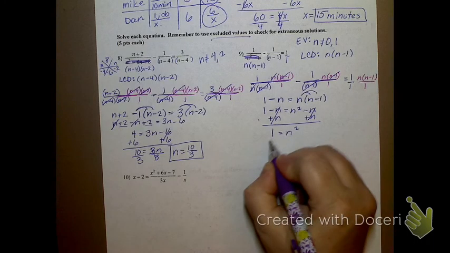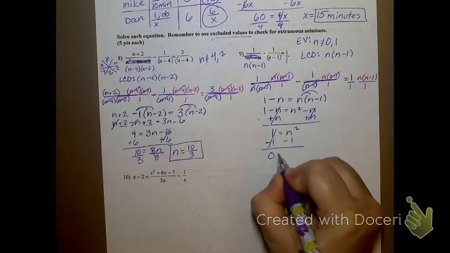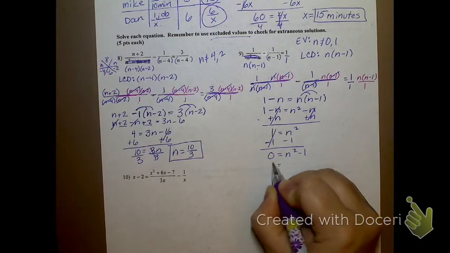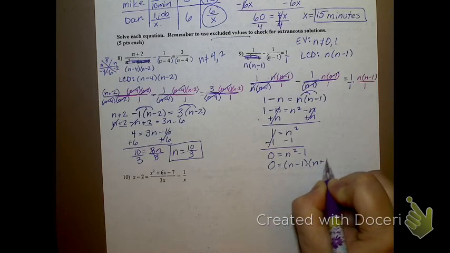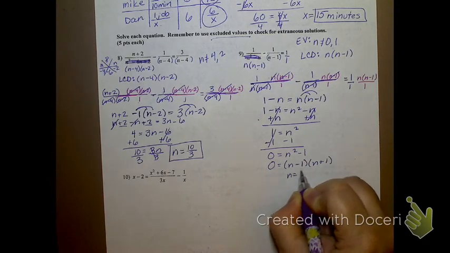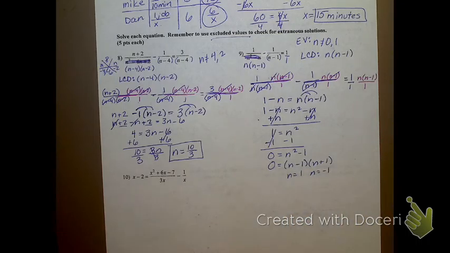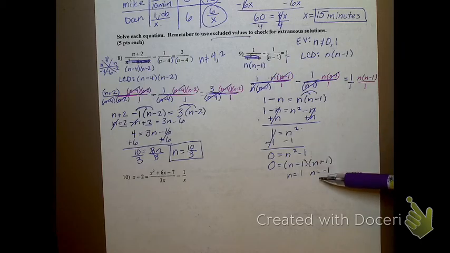The other way to get my answer is if I subtracted 1, I get 0 equals n squared minus 1. There is my difference of squares. And here's my n equals 1, n equals negative 1. So either way, you should end up with both positive 1 and negative 1, whether you take the square root there, you have plus or minus, or whether you go down here.